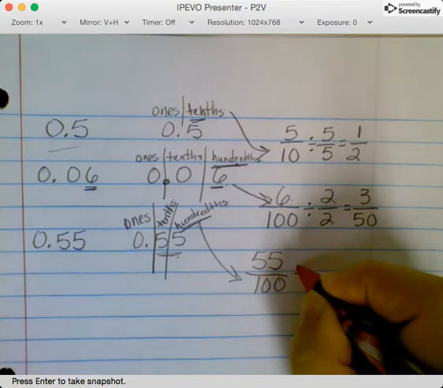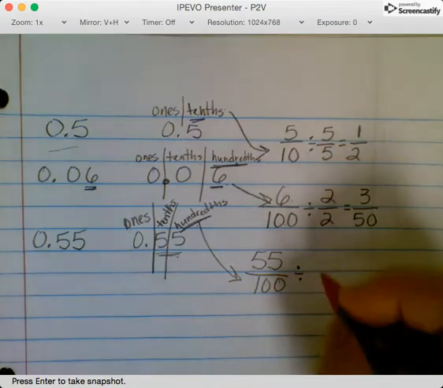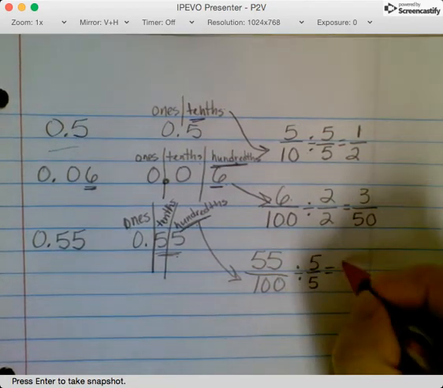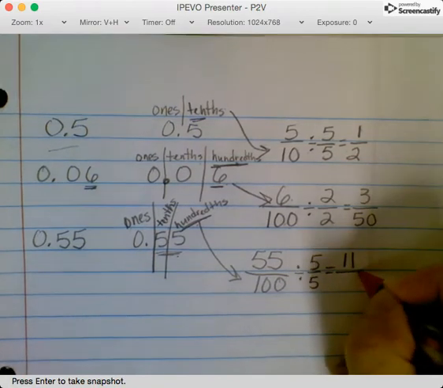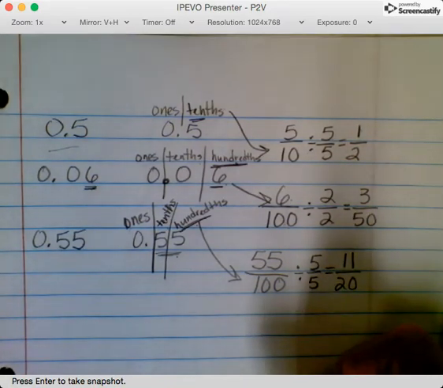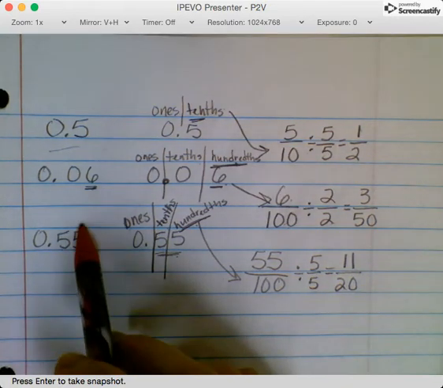And then again, I can reduce. 5 and 100 can be divided by 5. So divide them both by 5. 55 divided by 5 is 11. 100 divided by 5 is 20. Okay, so those are a couple of examples with numbers that are smaller than 1.